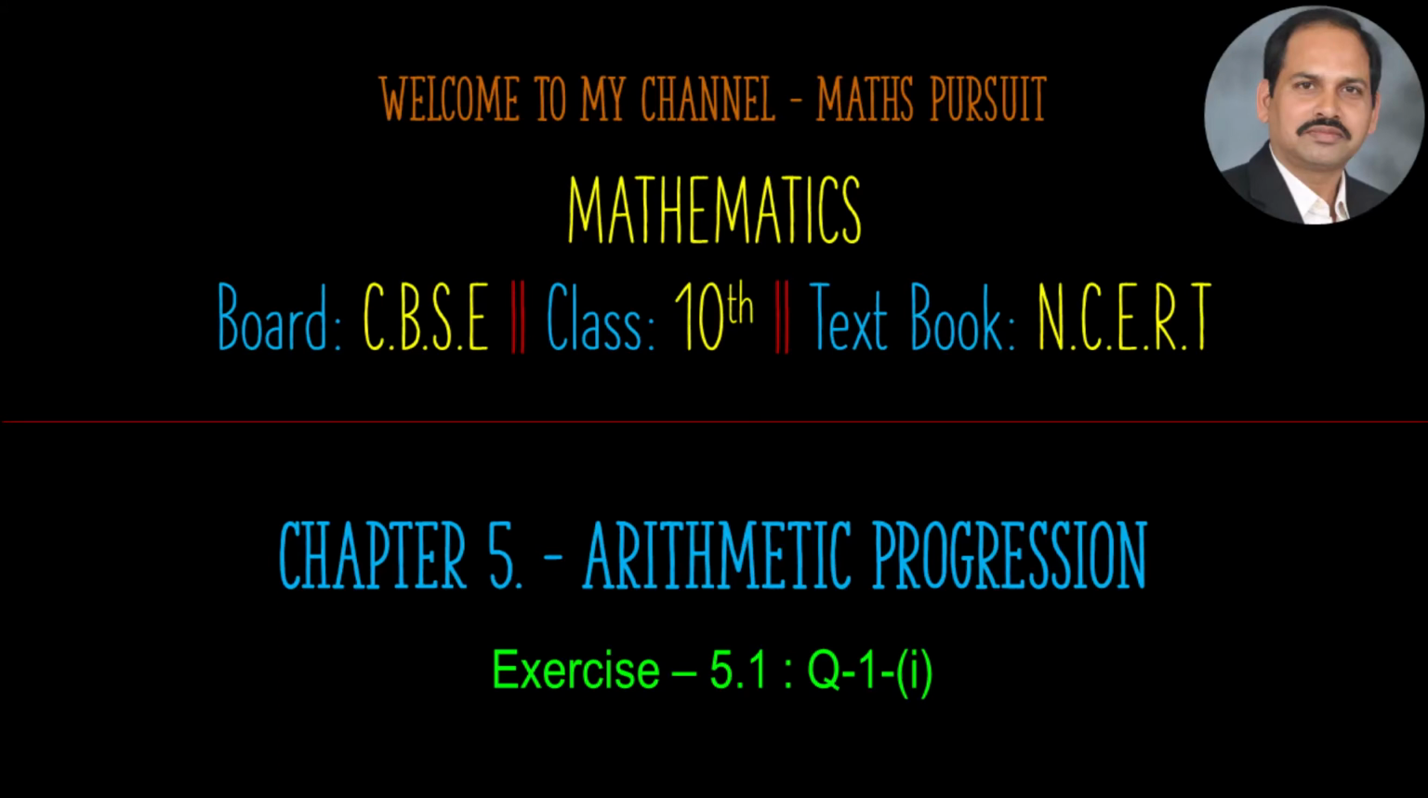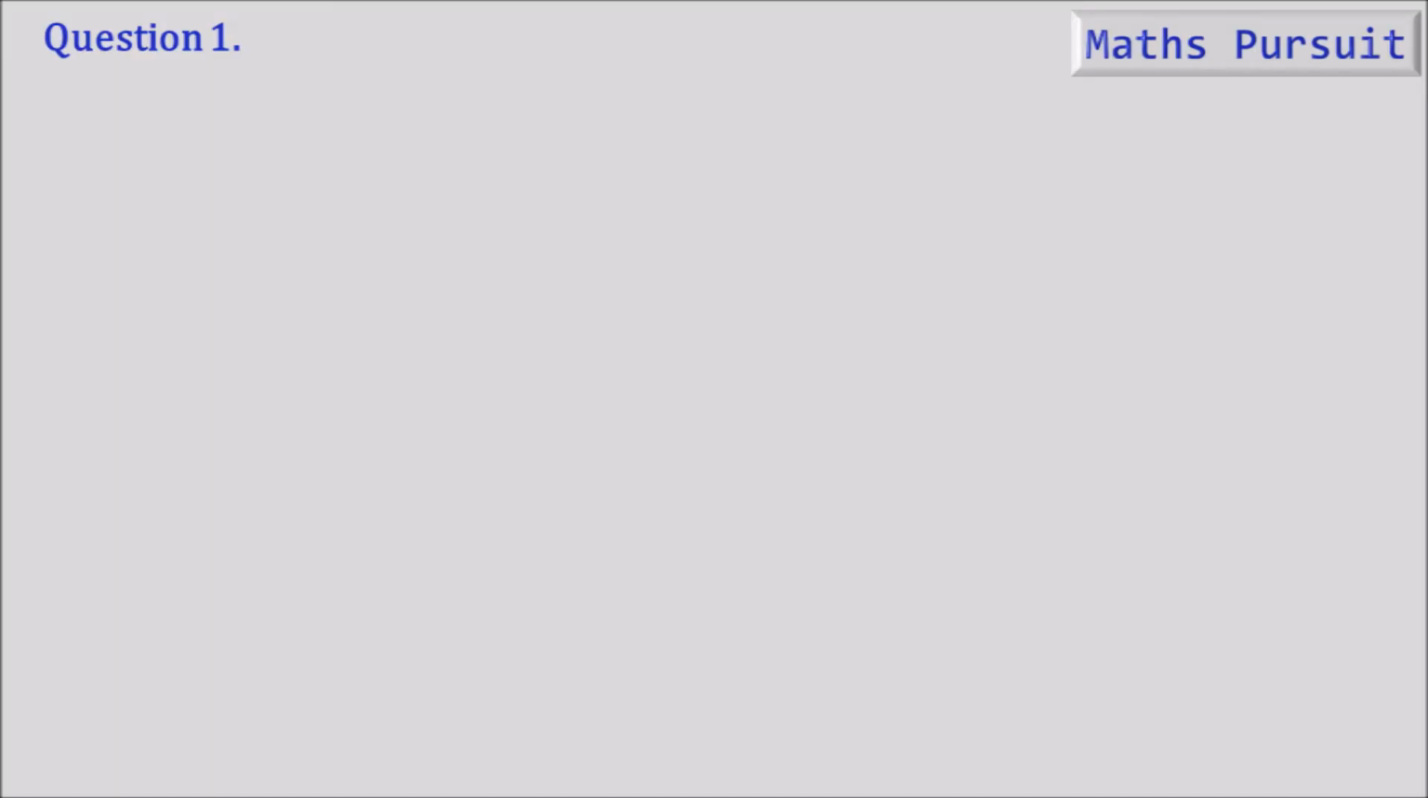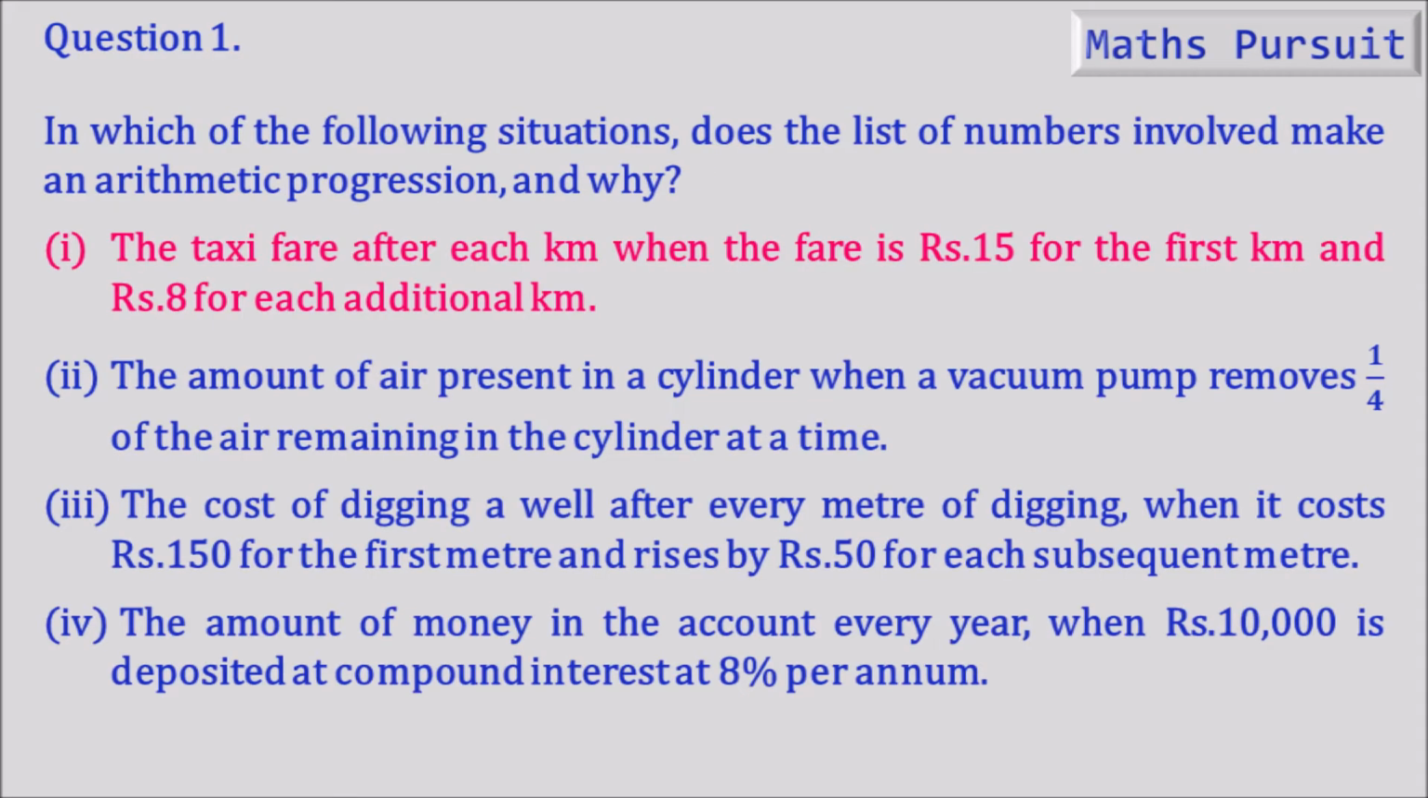Today we are going to look into exercise 5.1 question 1 bit 1 from chapter 5 called arithmetic progression. So guys, let's see what exactly we have in question number 1 bit 1. Coming to the question, it is given: which of the following situations does the list of numbers involved make an arithmetic progression and why?